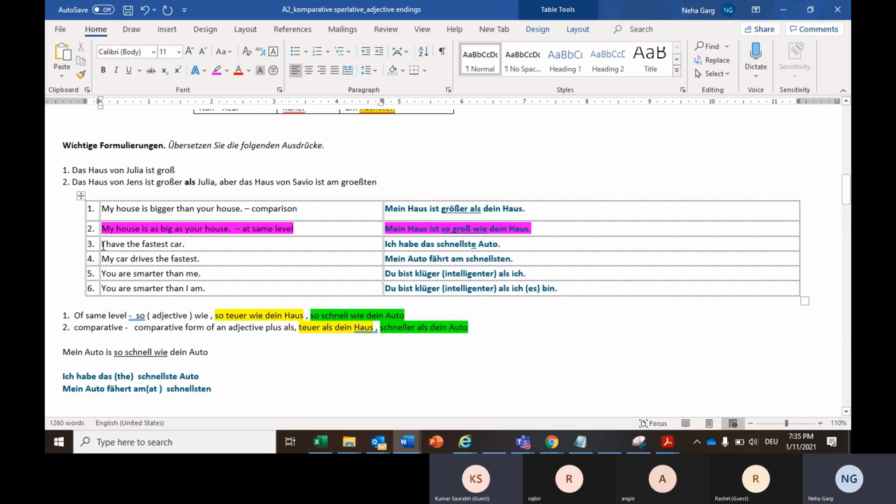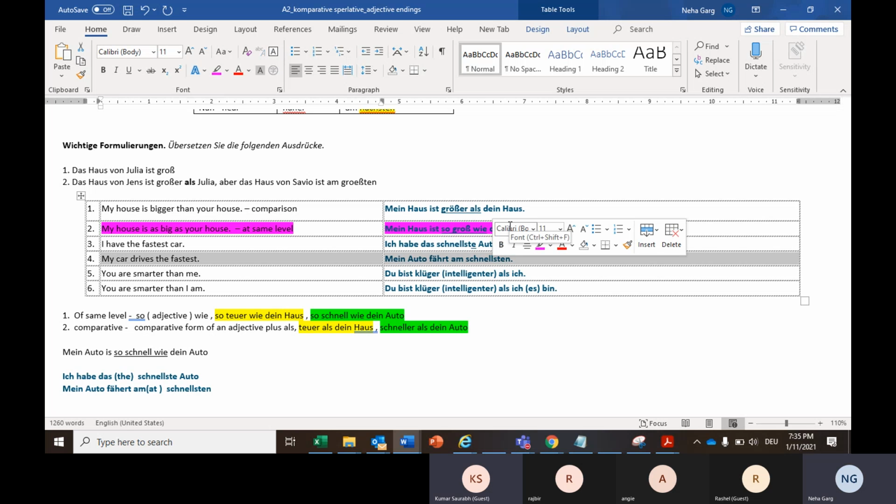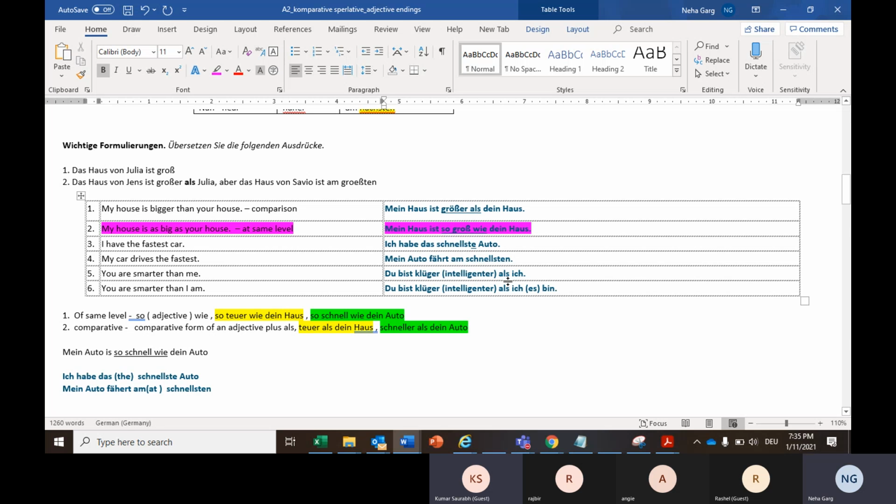Then read the third sentence. I have the fastest car. Ich habe das schnellste Auto. This also: My car drives the fastest. Mein Auto fährt am schnellsten.